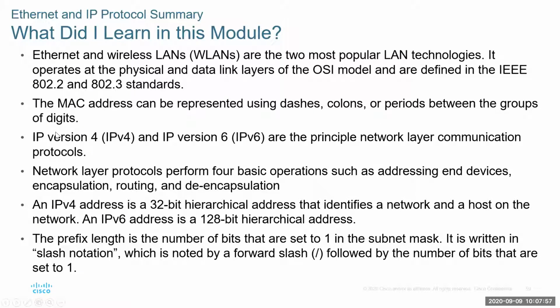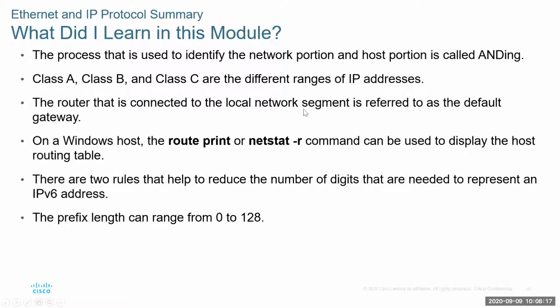IPv4 and IPv6 are the principal network layer protocols. IPv4 is 32-bit, IPv6 is 128-bit. Memorize those numbers as well. Your prefix length is the number of bits set in the subnet mask, and therefore it's written in slash notation, using a / followed by the number of bits that are set. Combining your network portion and your host portion is called ANDing. Be familiar with what ANDing is. Class A, B, and C are all different ranges of IP addresses. Know those ranges a little bit. You should pretty much have those memorized.